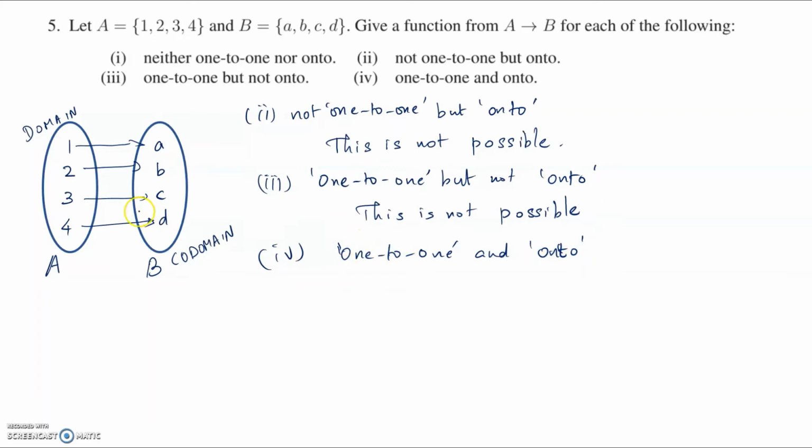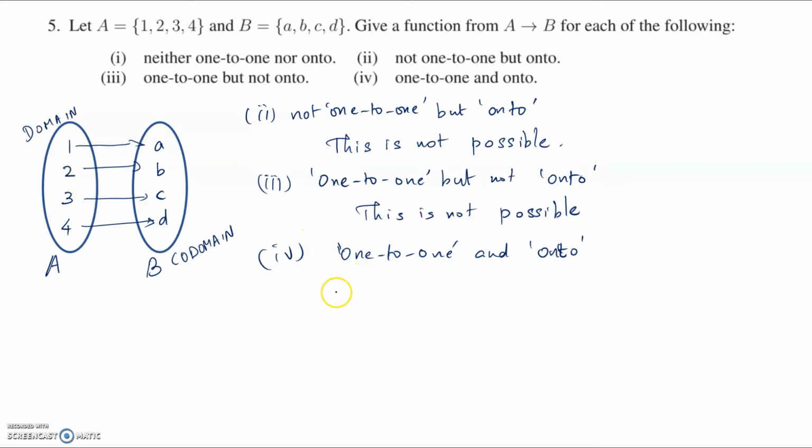Okay, so if it's 1-to-1, we will see our previous scenario. 1 to A, 2 to B, 3 to C, and 4 to D is a 1-to-1 relationship. And it's also an onto relationship because there's nothing left in the codomain which is not associated with A.